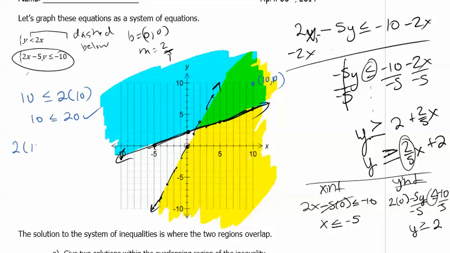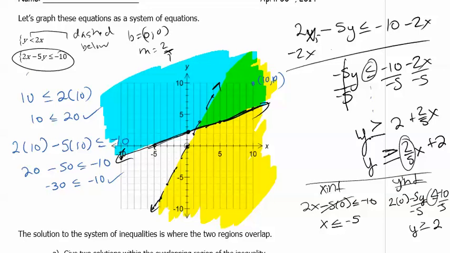2 times 10 minus 5 times 10 is less than or equal to -10. What I get is 20 minus 50 is less than or equal to -10. So that's -30 is less than or equal to -10. And that's true because as you go more negative, your numbers are actually getting smaller. Okay, so that point satisfies, so that proves that that is my region.